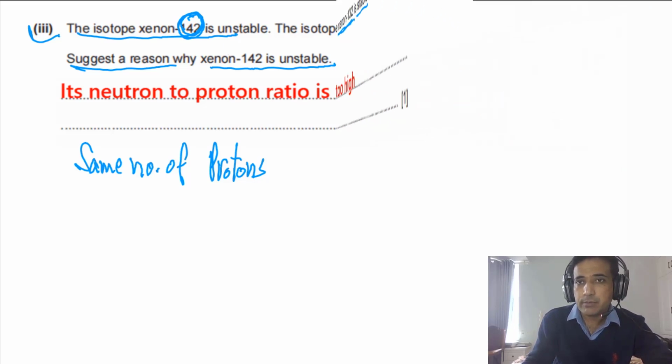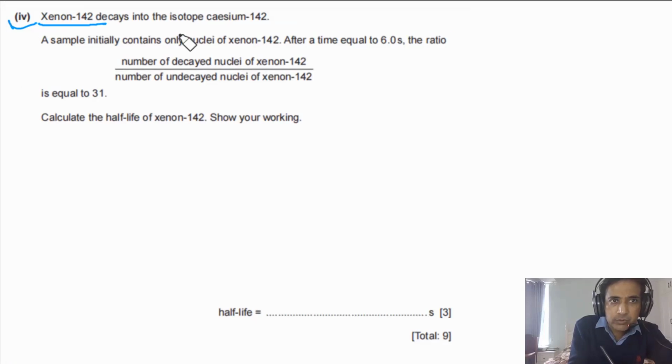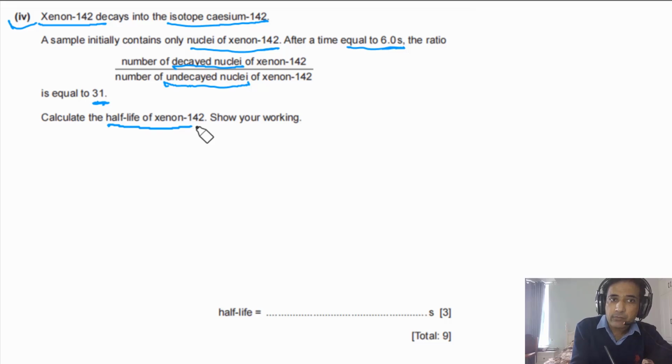So this is unstable. Part 4 says xenon 142 decays into the isotope cesium 142. A sample initially contains only nuclei of xenon 142. After a time equal to 6.0 seconds, the ratio between the number of decayed nuclei of xenon 142 and the number of undecayed nuclei of xenon 142 is equal to 31. Calculate the half-life of xenon 142. Show your working. This question is straightforward, and also very tricky if your basic concepts are not clear.